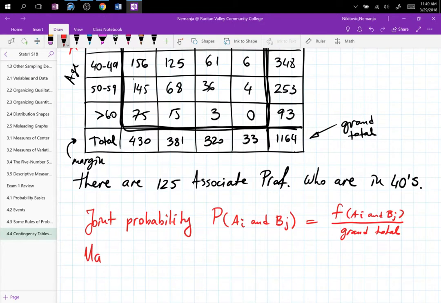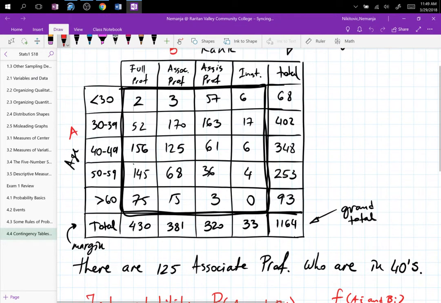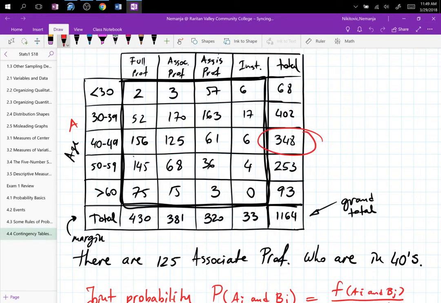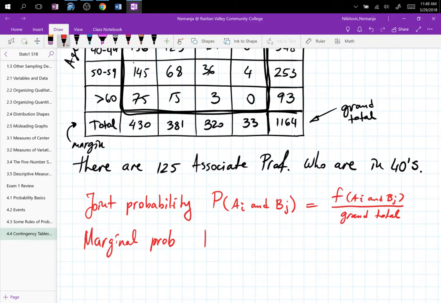Now, marginal probability would be the probability of... I see why it's very difficult to write it as a formula, because now you are dividing a number from the margin by the grand total. So I'll just say probability of the margin is equal to the total divided by the grand total. It's a very vague formula, but when I give examples, it should make sense immediately.